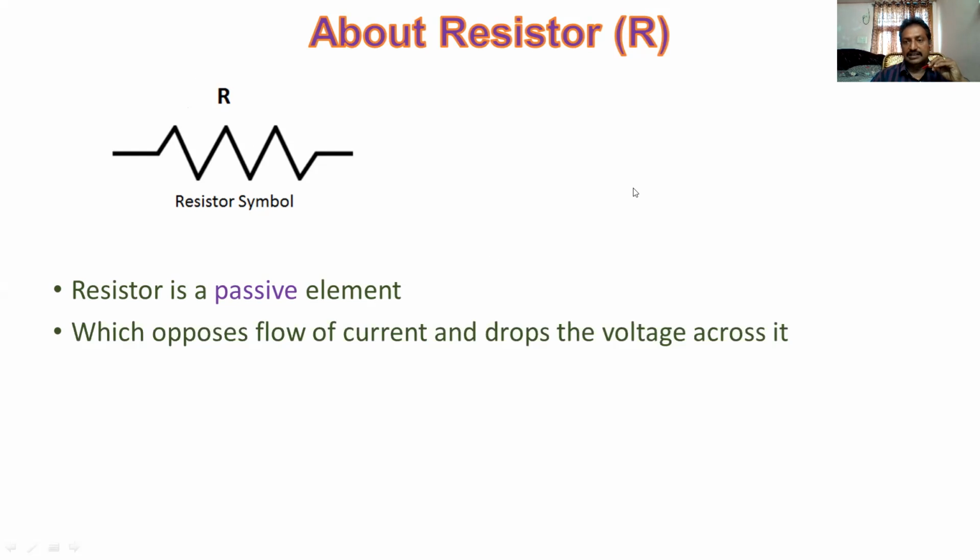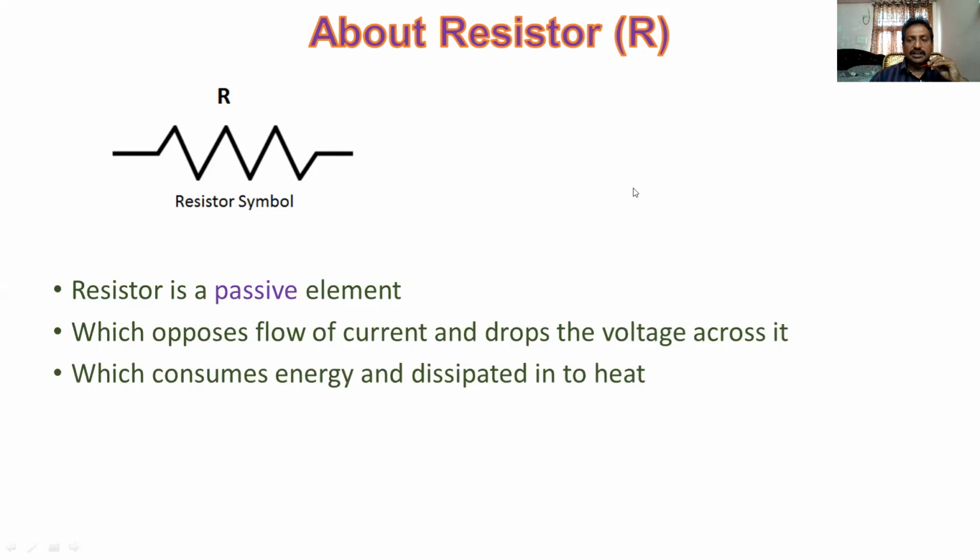Why does it oppose? R is equal to rho L by A. How does it depend? If the length is more, the resistance is also more, and the opposing nature is also more. If the length is less, the resistance is less and the opposing nature is also less. And A is the cross-section area, inversely proportional to R. Therefore, if A is more, the resistance is less. If A is very small, the resistance is of huge magnitude. So it depends on the physical parameters of length and cross-section area, which oppose the flow of current and drop the voltage across it, and which also consumes energy that is dissipated as heat.